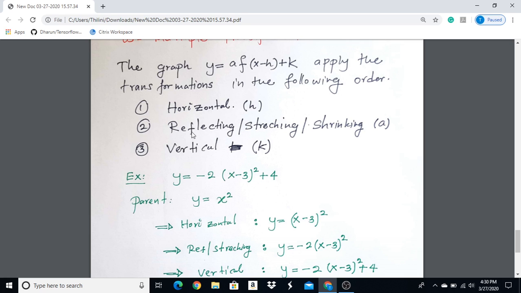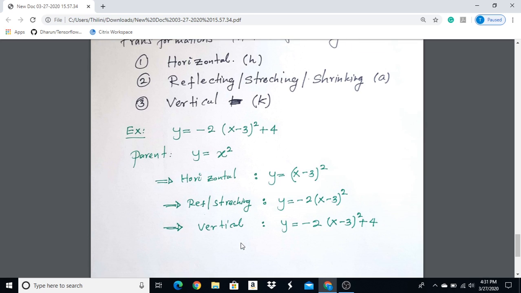The second one is if you have reflections or stretching or shrinking. Here we have a reflection because we are multiplying the parent equation by a minus sign, and we have a stretching because we are multiplying it by 2. So we do the stretching and reflection transformations together. The final one is the vertical, that is plus 4 here. So we add plus 4, which means we should move the graph of this function upward by 4 units. That's how we do that.